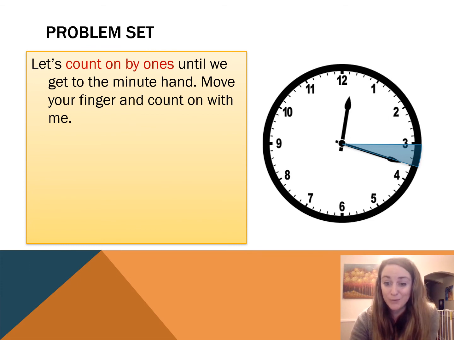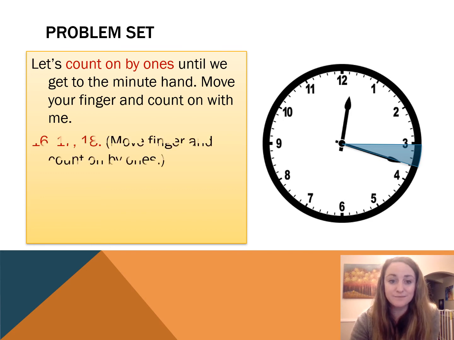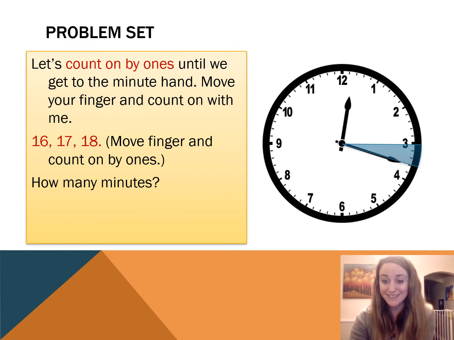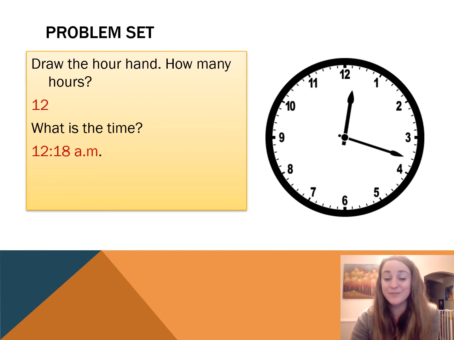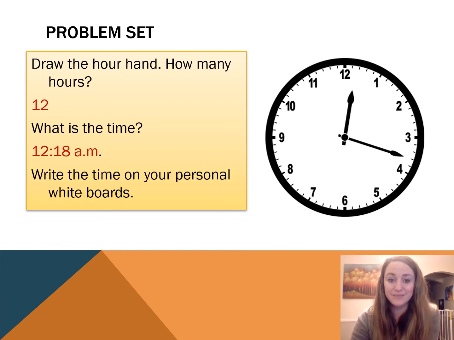Now we have to count by 1s. Let's count by 1s until we get to the minute hand. Move your finger and count with me. 16, 17, 18. How many minutes are there? There are 18 minutes. Let's draw the hour hand. How many hours? 12 hours. What is the time? It is 12:18. Write that time on your personal boards.